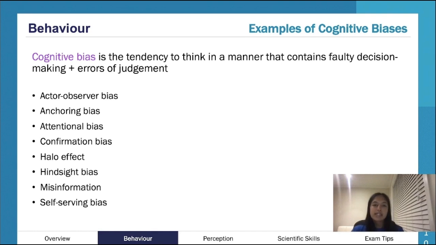Hindsight bias is this idea of thinking that things were more obvious than they actually were. So like, if you do a test and then you pass it, after you might be like, oh yeah, I knew I was going to pass. Like, oh, I knew I was going to do well in this test. When in actuality, you might have been about to flunk the test. Like you might not have done as well.